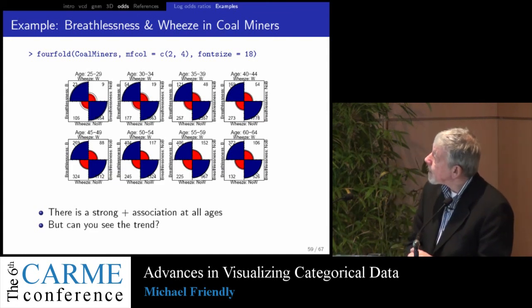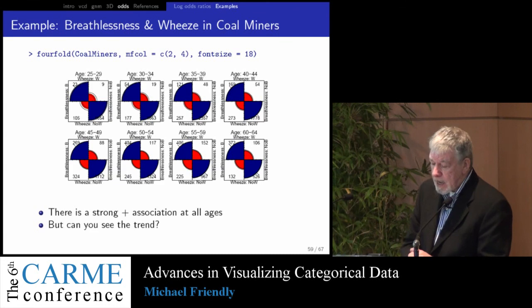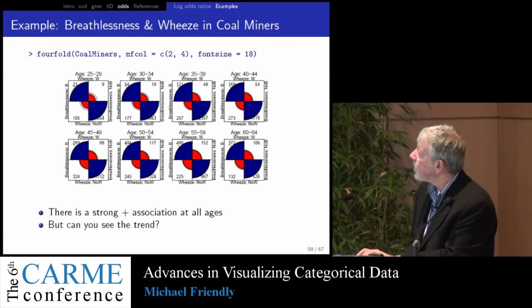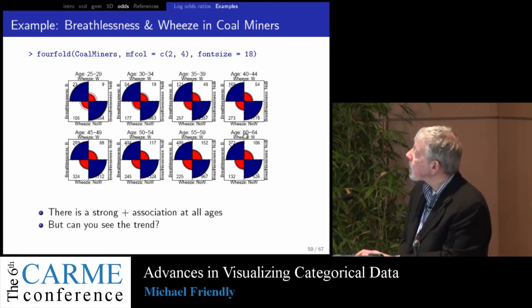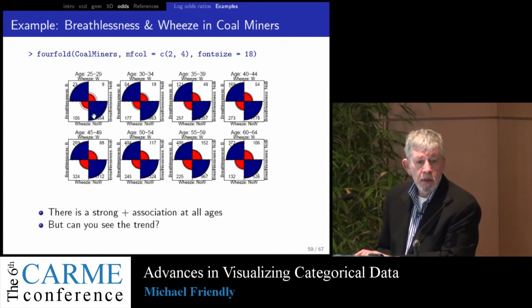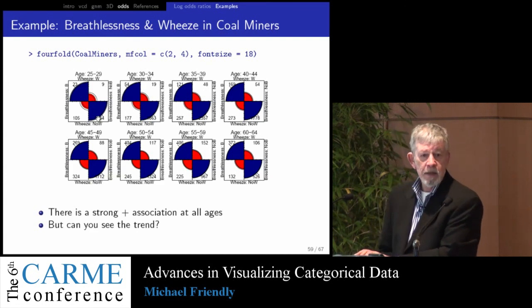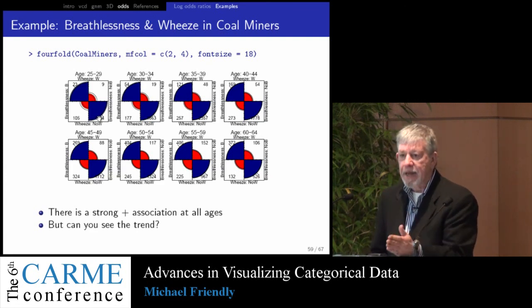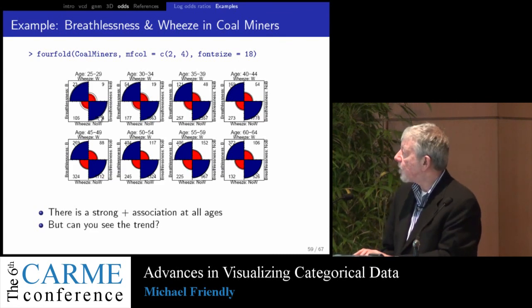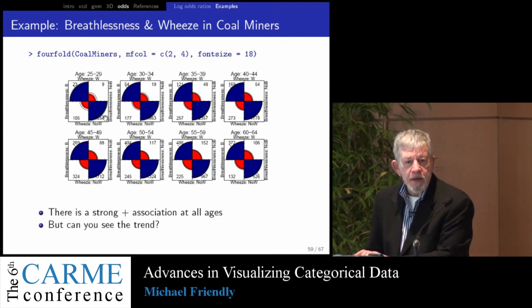And what you see here are fourfold displays for age classes ranging from 25 to 29, the youngest age class, down through 60 to 64. Now you can see in every case those two symptoms are strongly positively associated. If you have breathlessness, you're likely to have wheeze, and vice versa. But can you see a trend here? Can you see what the pattern of association is and how that changes over age?